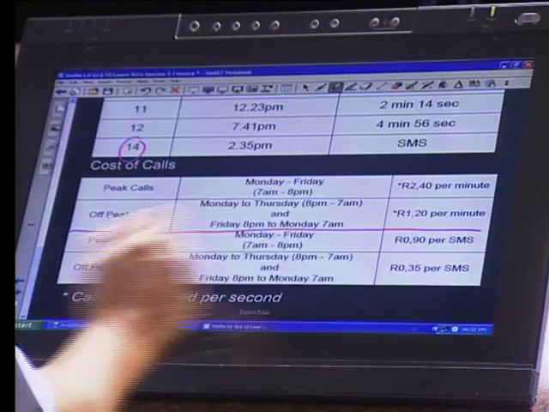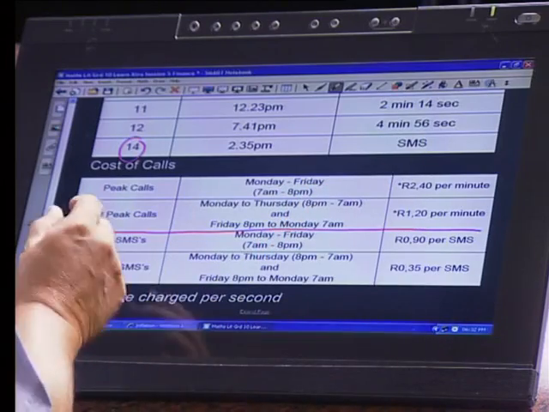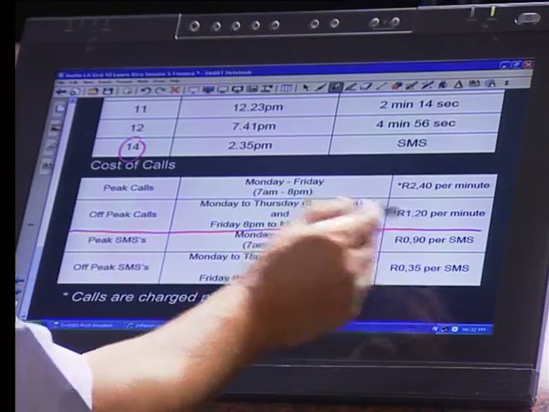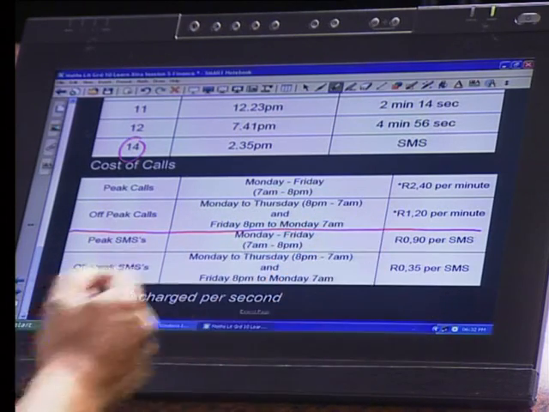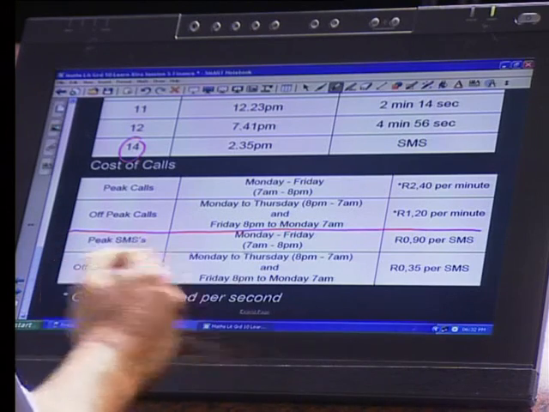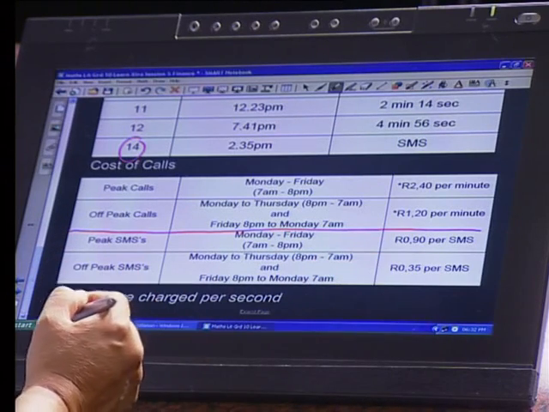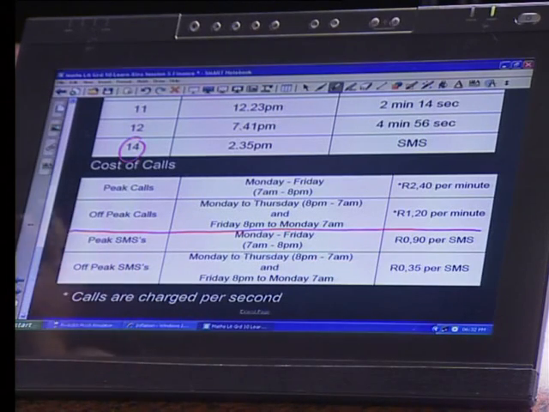Now, let's look at the tariffs here. They're saying peak calls are R2.40 a minute, but off-peak calls are only R1.20 a minute. Okay? Peak SMSs are 90 cents, and off-peak SMSs are 35 cents. Do you see how off-peak time, they're trying to entice you to make those calls during those off-peak times because they're much cheaper. Right, now that we've looked at everything, let us now look at the question.